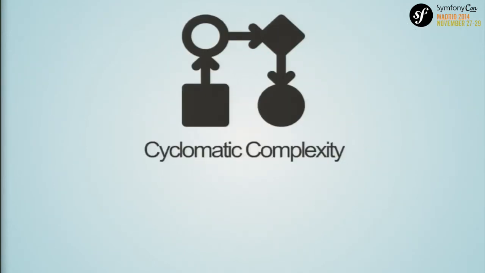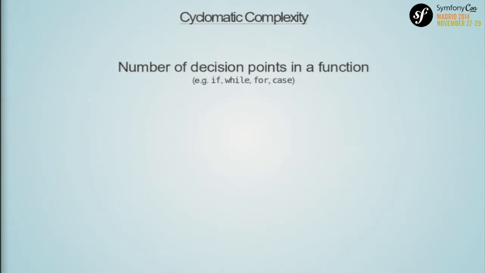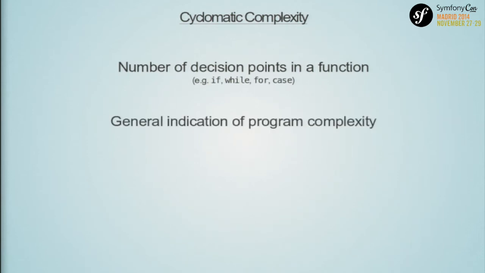The second one is NPath. This is basically the number of decisions that happen inside of a function. So any if, any for, switch statements maybe. And this is a general indication of how complex something is. So if we have a function that does a lot of decisions inside, we know it's generally going to be more complex than something that just maybe returns a formatted string.